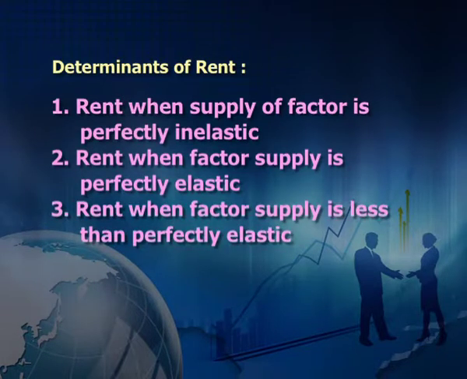Third is rent when factor supply is less than perfectly elastic. The supply of a factor, which is land here, is less than perfectly elastic when an increase in its demand is followed by a relatively smaller increase in supply. In this situation, when demand rises, its supply does not rise in the same proportion. Therefore, its actual earnings would be more than the transfer earnings, and these surplus earnings are called economic rent.